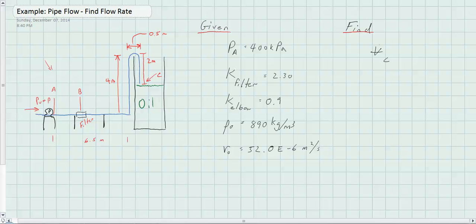The flow is oil, and what we're trying to find is the flow rate coming out of this system into the reservoir. What's given to us is the pressure, the losses or loss factors associated with the filter, the elbow, and then the density and kinematic viscosity of the oil. Where do we start this problem?